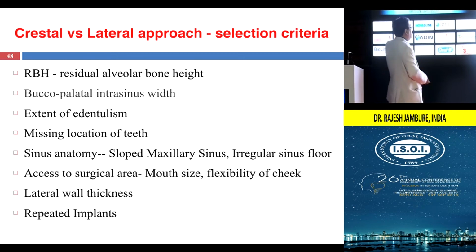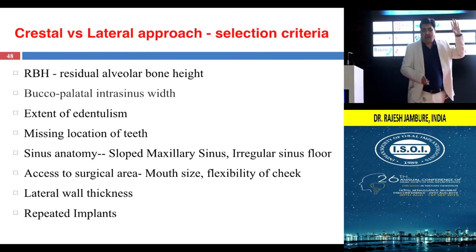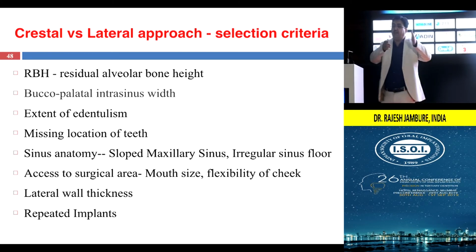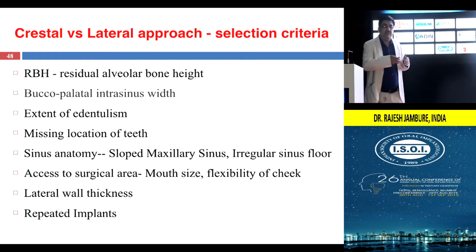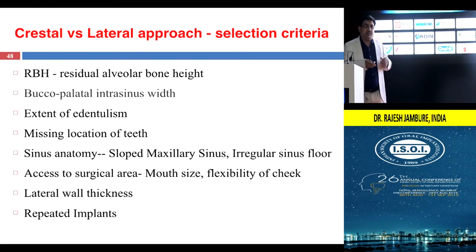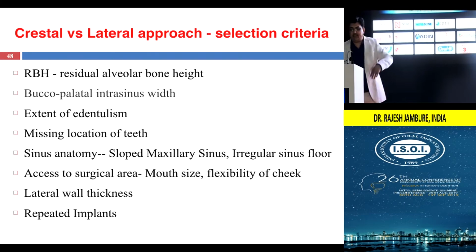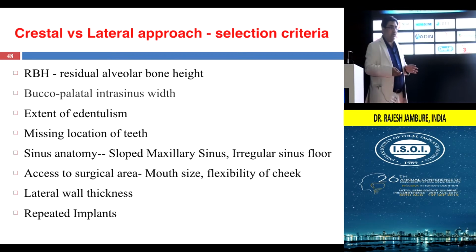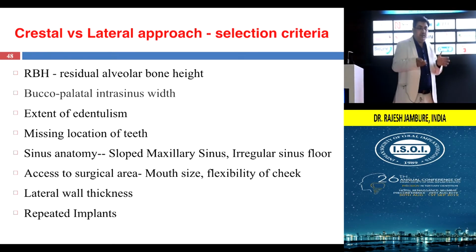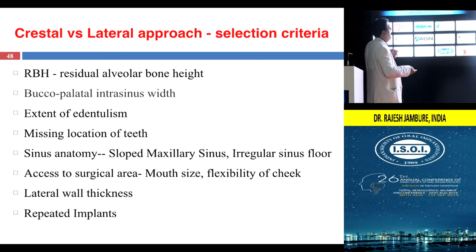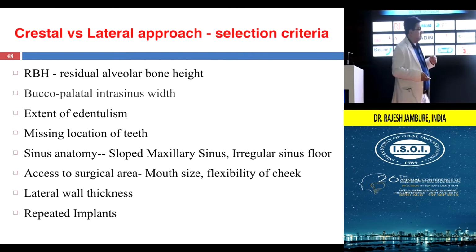Now these are some of the other factors which we must consider apart from RBH: the bucco-palatal width of the sinus. Then next will be the extent of edentulism, so multiple, like missing location of teeth and missing number of teeth, that even matters. Sinus anatomy, whether it's a horizontal or a sloped sinus or an irregular kind of sinus. Then, most important, if you are doing some surgical procedure, the approach is important, then the access should be there. If the access is not there, mouth opening and other flexibility of the cheek is again important.